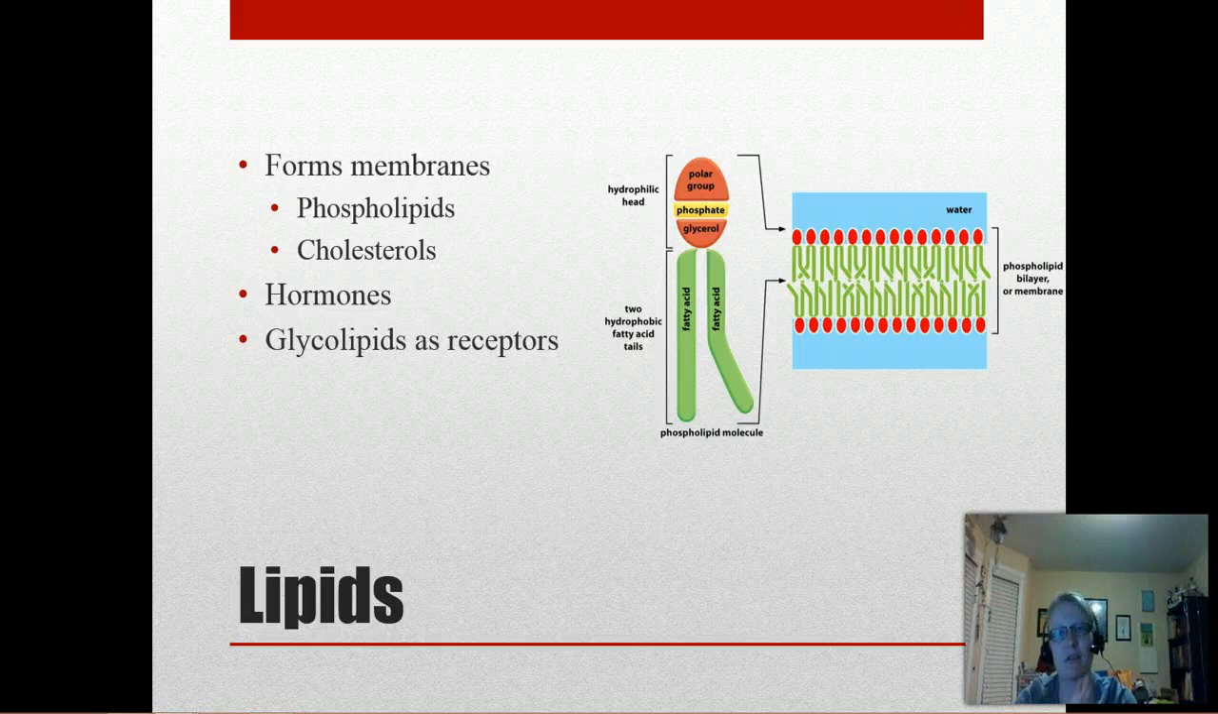Hormones and glycolipids are also really big aspects of the lipid family for us as far as cells go, because hormones act as messengers and glycolipids are huge receptors that help our cells bring in a variety of things into the cell to help us function properly.